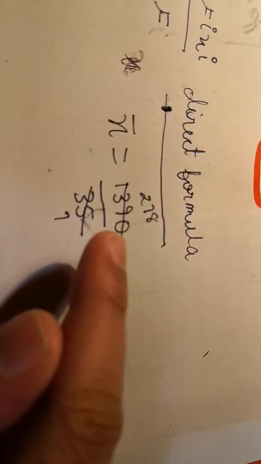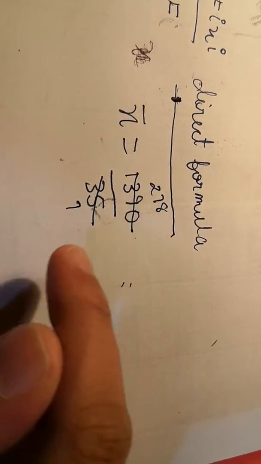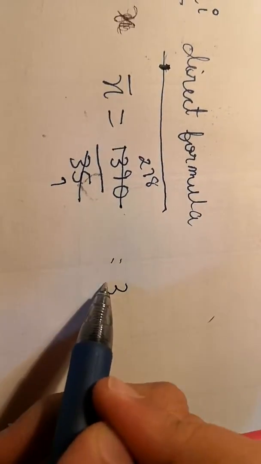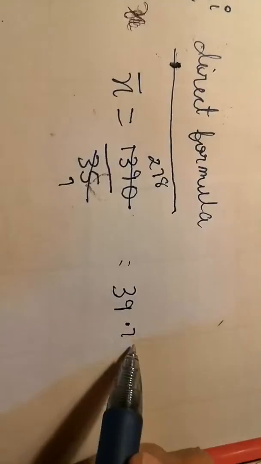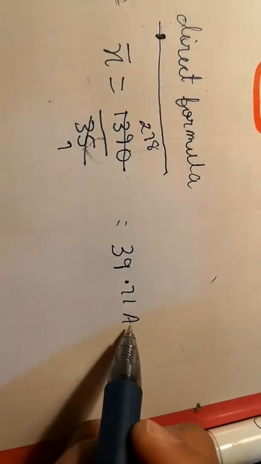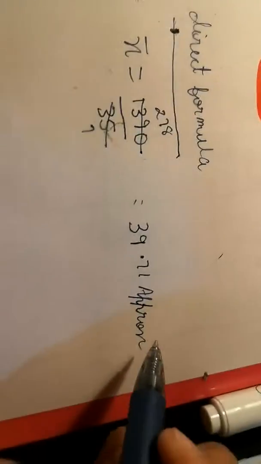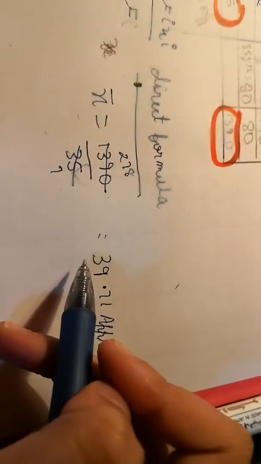So 1390 and 35 will go in the 5 table. 5 7s are 35 and 5 2s are 10, 278. So 278 divided by 7 will give us 39.71 approx, because we always give an approximate answer.